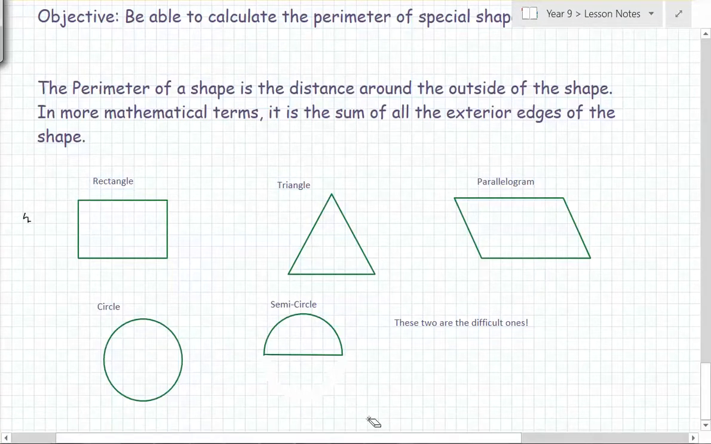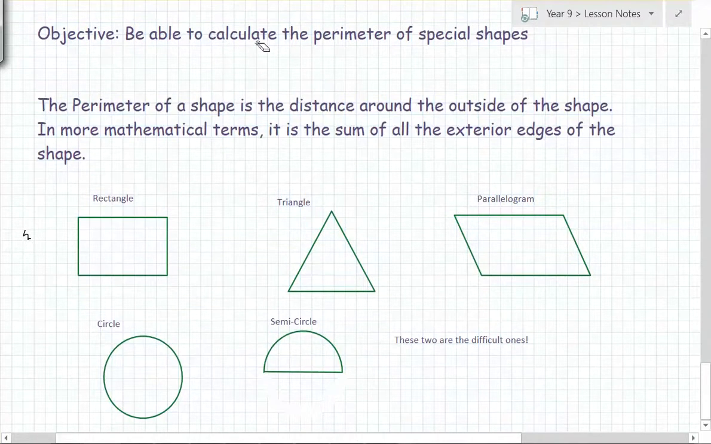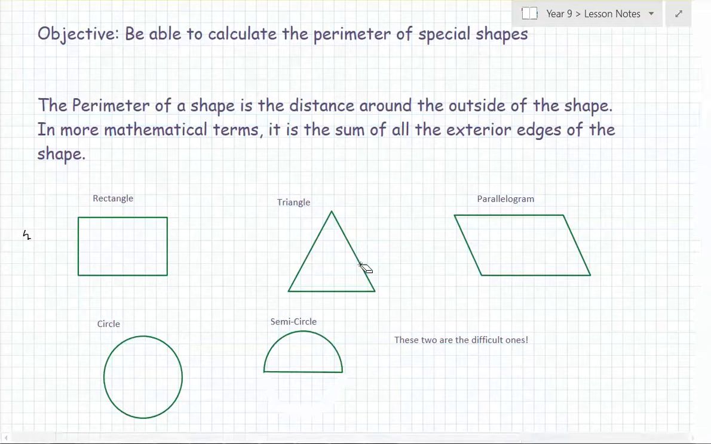Okay, so following on, just to remind us, what we've got to do is calculate the perimeter of special shapes. What we mean by special shapes is really to do with the circle. The perimeter is the distance around the outside of the shape. When it's nice and easy, like straight lines, you just add up all the sides. Even if it was an L shape, you just add up all the sides.